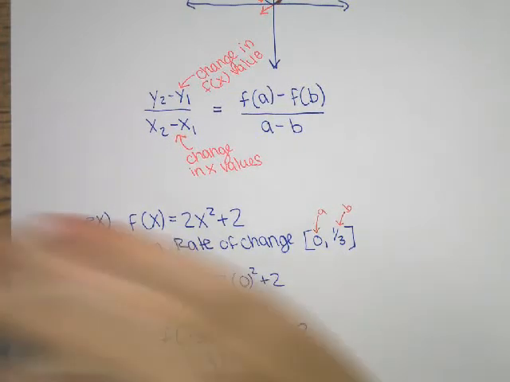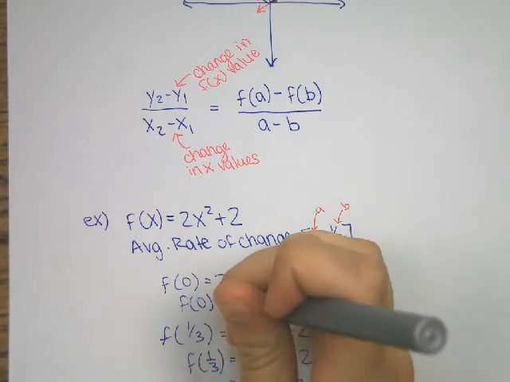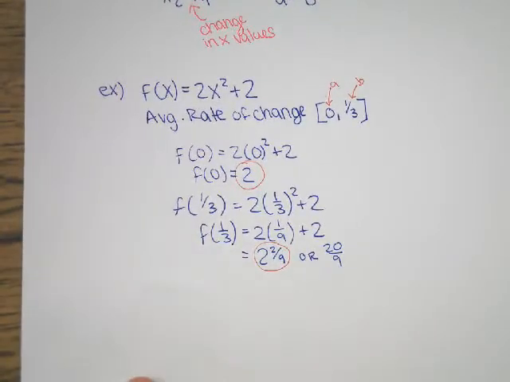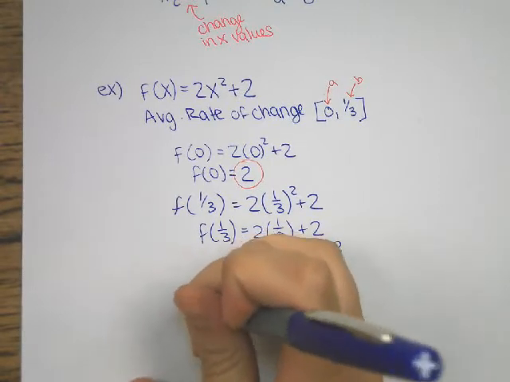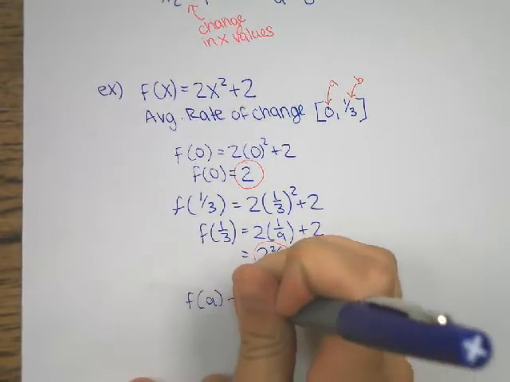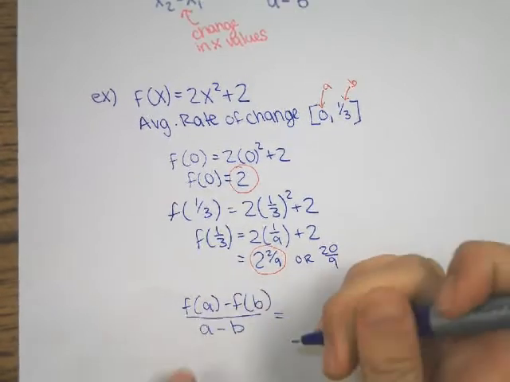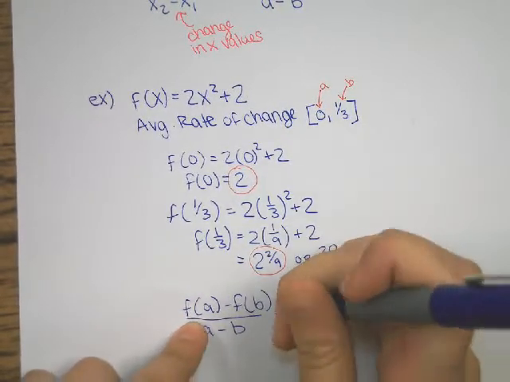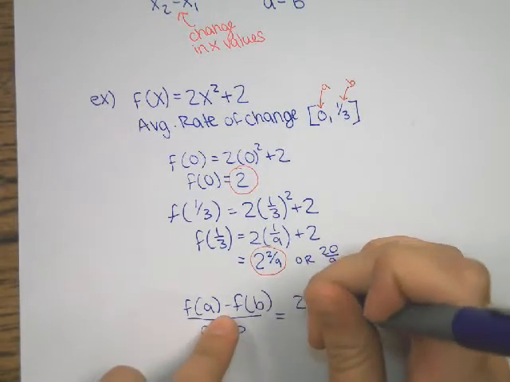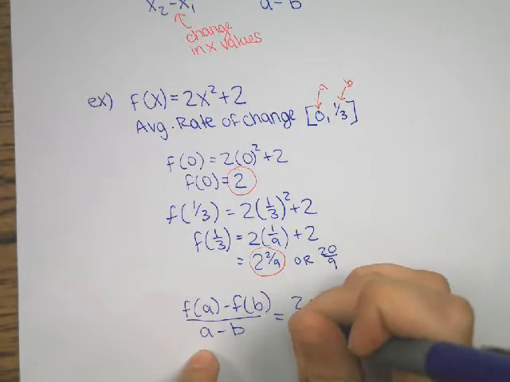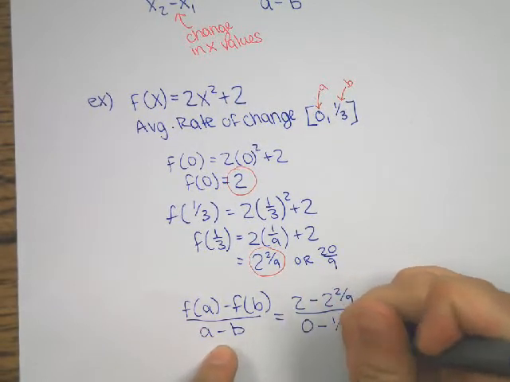We're going to take these values and plug them in. If you want to use this value, that's fine. So this and this, we're going to plug those into our slope formula. So we're going to do our f of a minus f of b over a minus b. So f of a was 2. F of b is 2 2/9. A was 0, and b was 1/3.